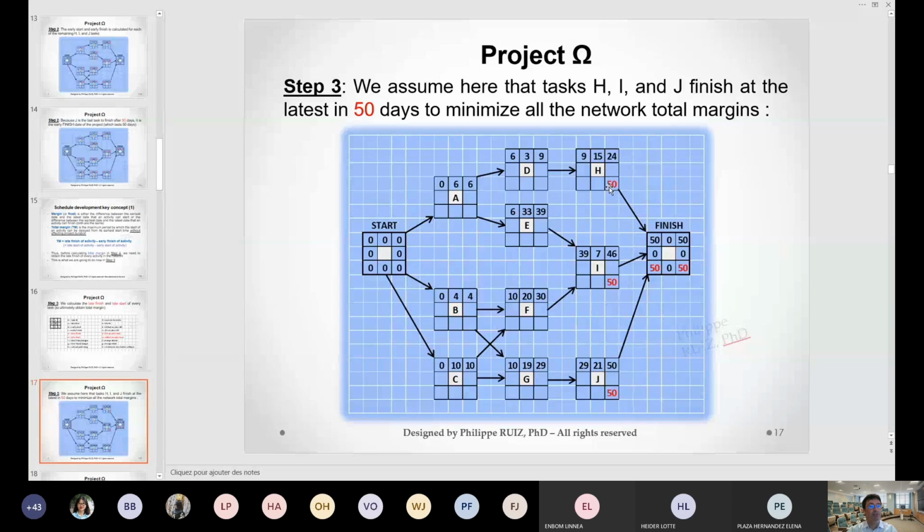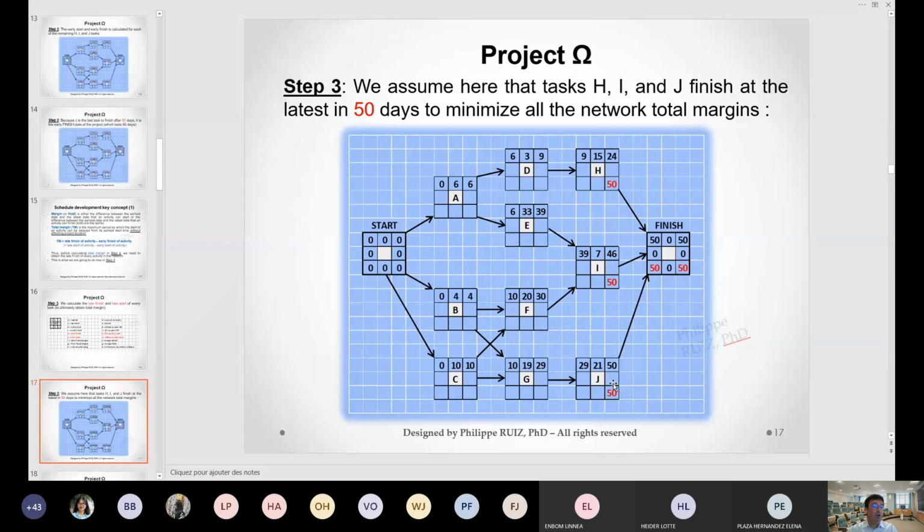The project lasting 50 days, H was originally finishing after 24 days. Now, because the project lasts 50 days, it can finish on the 50th day if we want. It's no problem. So you can see the difference between when it actually finishes and when it can finish is 26 days. That's the margin. Same with I. I has to finish after 50 days. It's constrained by J here, the 50 days. But I was initially finishing after 46 days. So there is a difference of 4 days. And that's the margin. I has 4 days of margin.